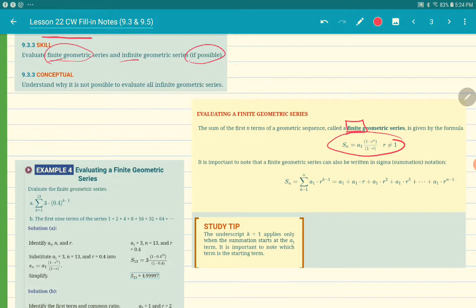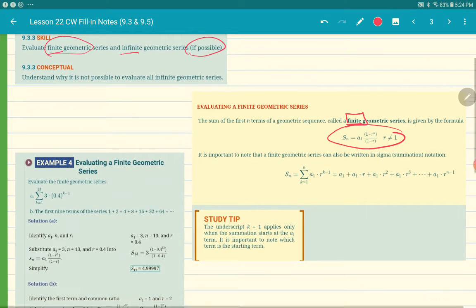Note that that formula is derived in your book, which you can review. We're going to focus on the application in this video. So we're going to do finite first, and then in the next video, we'll do infinite.